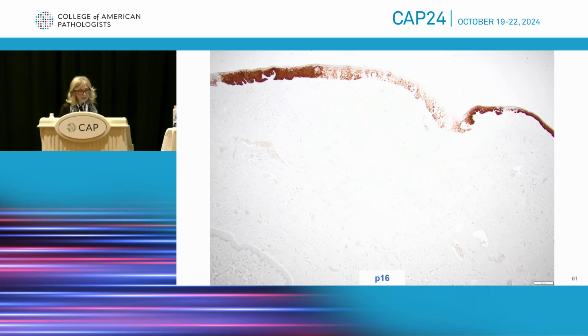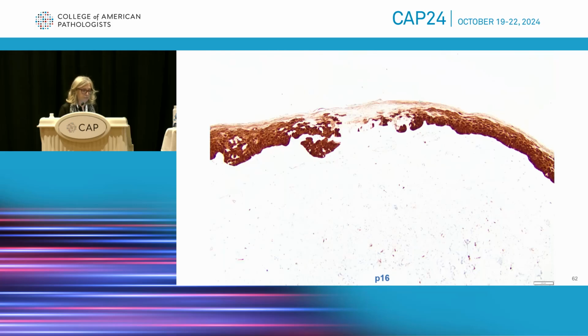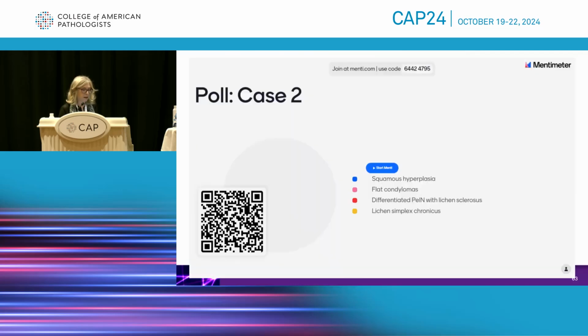However, surprisingly enough, because I do P53, Ki-67 and P16 in all these preneoplastic lesions in the penis, this turned out to be actually P16 positive. So, differentiated PIN was my differential diagnosis, but that really should not be P16 positive. And there are some negative areas, but there are definitely some positive areas that are block positive, more than 80% of the cells in that area.